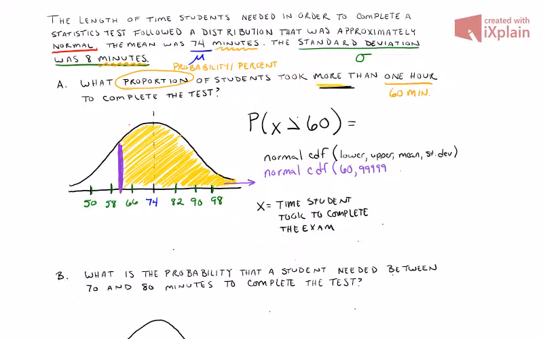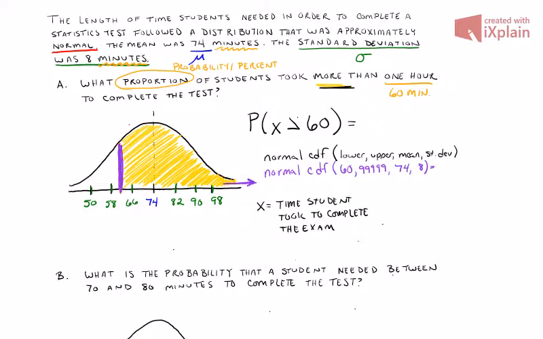For my situation, let's just use 99,999. That's way further out past this normal distribution. So I'm guaranteeing that I'm not shortchanging myself when I'm entering this into my calculator. My mean, we indicated, was 74, and the standard deviation was 8.